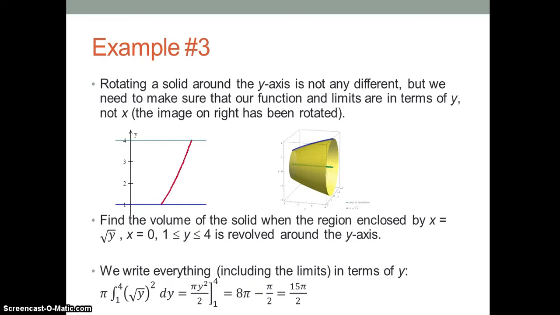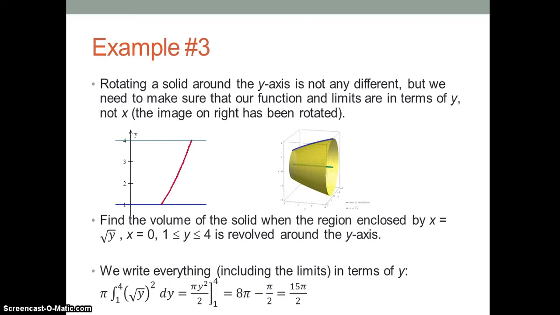Find the volume of the solid when the region enclosed by x is equal to square root of y, x is equal to 0, and the interval 1 to 4 for y is revolved around the y-axis. I couldn't get Wolfram Alpha to give me a very good picture of this, but essentially the idea is that you've got some sort of a bowl shape. If you kind of tilt your head, you can see how this is revolved around the y-axis.